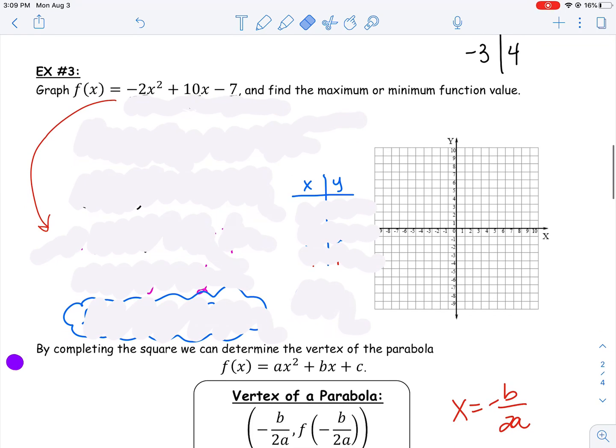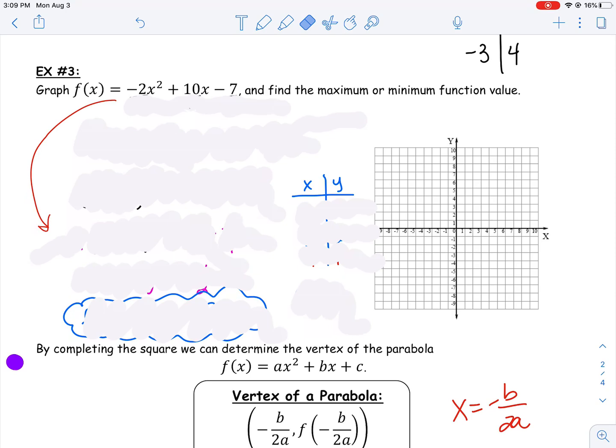Let's do one more that's also going to be a little bit tricky if I have to complete the square and get it to look like vertex form. And then I'm going to show you a cool trick. All right, example number 3 gives us an f(x), which is -2x² + 10x - 7. We want to find the maximum or minimum value.